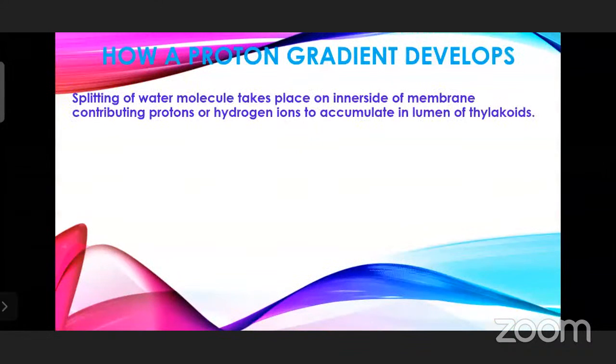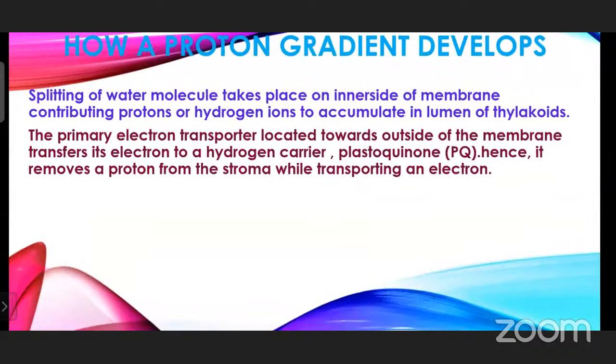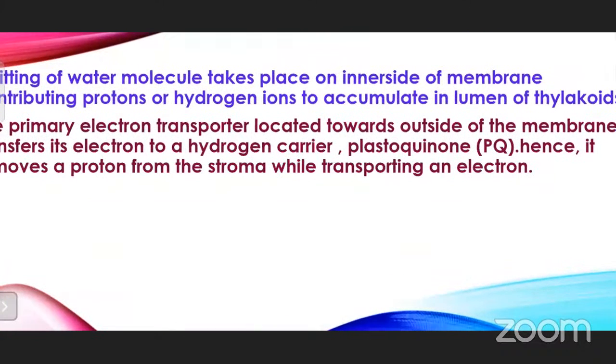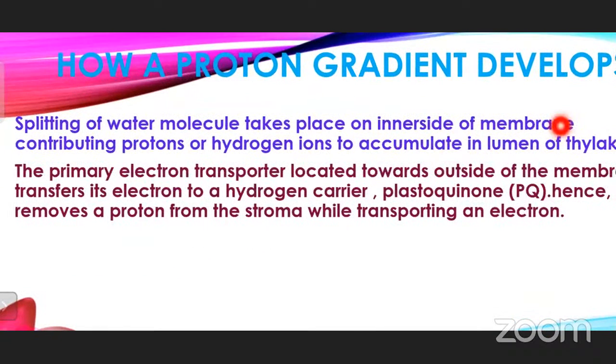So this is what you are going to learn: how a proton gradient develops. As you know, for the proton gradient to develop, a water molecule has to split, that is one thing. And from the stroma also, protons are getting pumped inside the lumen. Two things are happening. Splitting of water takes place on the inner side of the membrane, contributing protons or hydrogen ions to accumulate in the lumen of the thylakoid. So a proton gradient will develop inside the lumen because of the splitting of water.